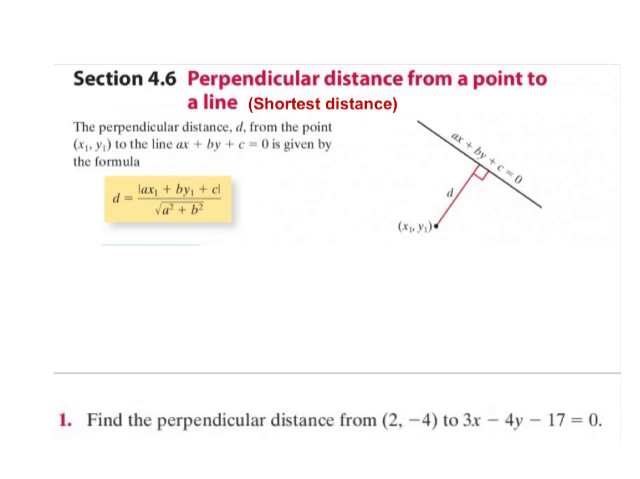So when we have the equation of the line, it has to be in the form ax plus by plus c equals 0. If it's not in that form, you have to bring it into that form. And we have a point x1, y1, and then here we have the formula. So the modulus of ax1 plus by1 plus c over the root of a square plus b square.